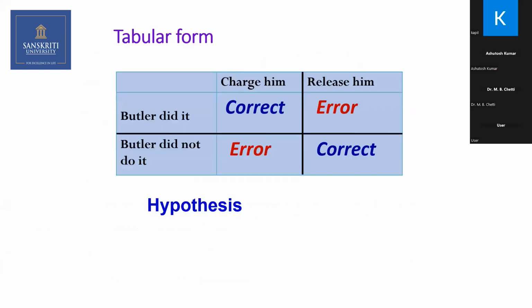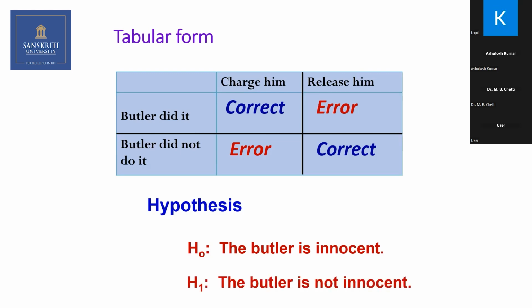I am putting it in a tabular form, which you will understand. Butler did it and the police charge him. It's a correct decision. Whereas butler did not do it and they release, that is also a correct decision. But there are 2 correct decisions as well as 2 wrong decisions. We are talking about that. The hypothesis here and the alternative hypothesis, Butler is not innocent.